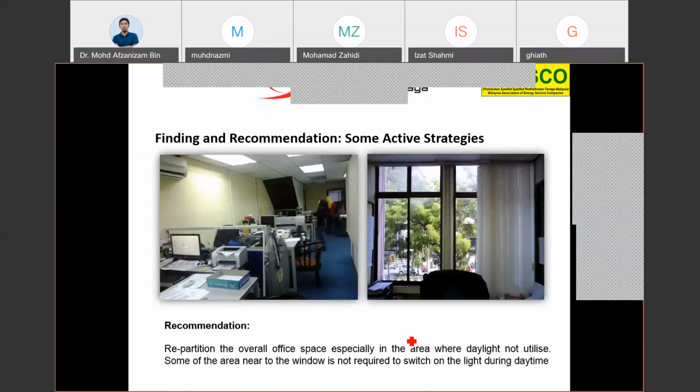Okay, depending on the activity, repartition of the office, especially in the area where the lighting is not utilized. Some of the area near the window does not require switching on the light during the day. Okay, so by using natural lighting from the outside to light the room, you can save a lot of electricity.